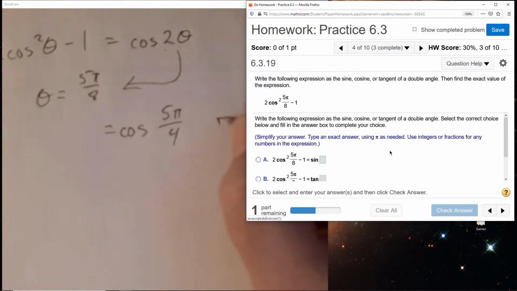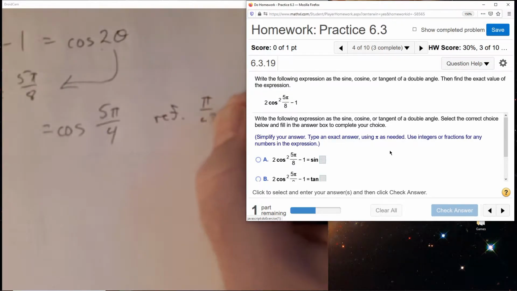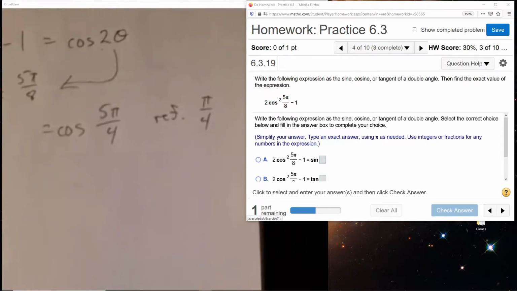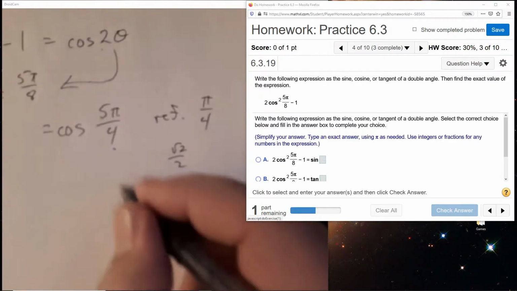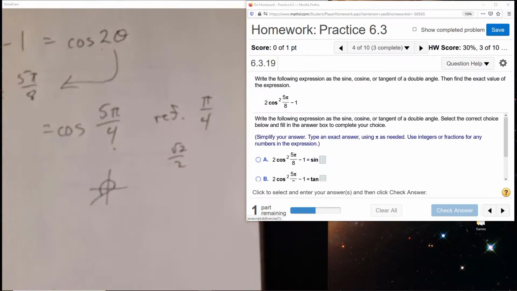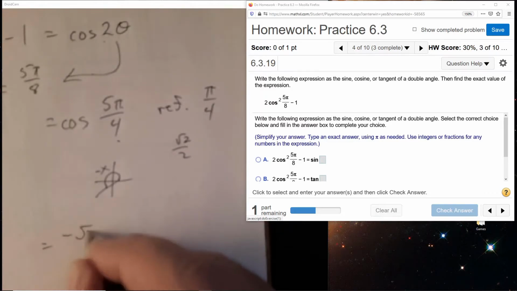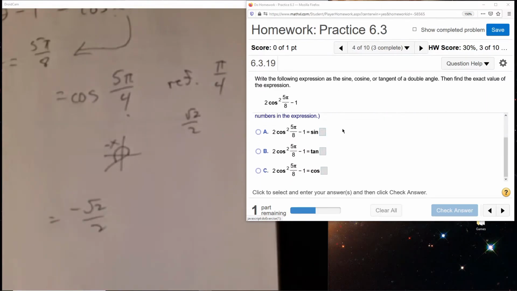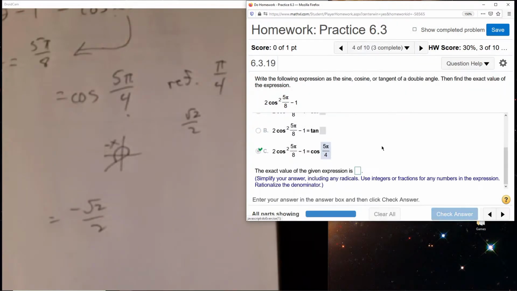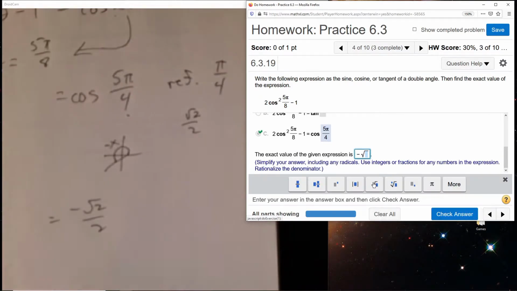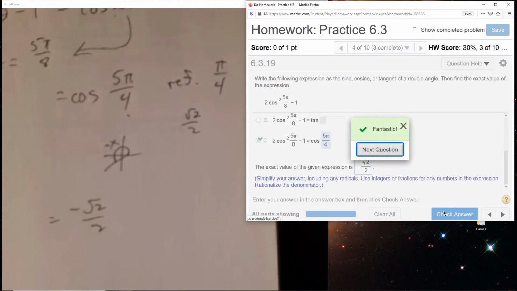which has a reference angle of pi over 4. So cosine of pi over 4 is square root of 2 over 2. But 5 pi over 4 is in the third quadrant. And in the third quadrant, cosine is negative because it's going in a negative x direction. So cosine 5 pi over 4 then is negative square root of 2 over 2. And there's number 4.